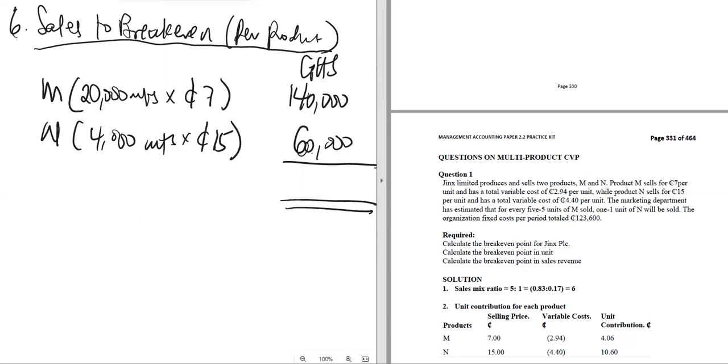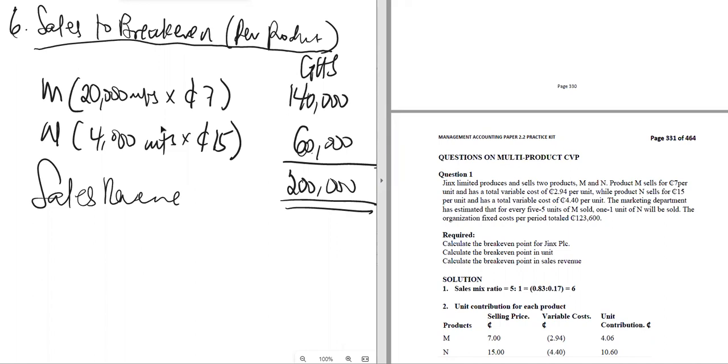That means the sales revenue to break even is actually 200,000 Ghana cedis. That means 200,000 Ghana cedis is what we must make to break even. So this is the first question on multiple product CVP that we are looking at. I'll look at another one and then we can move.